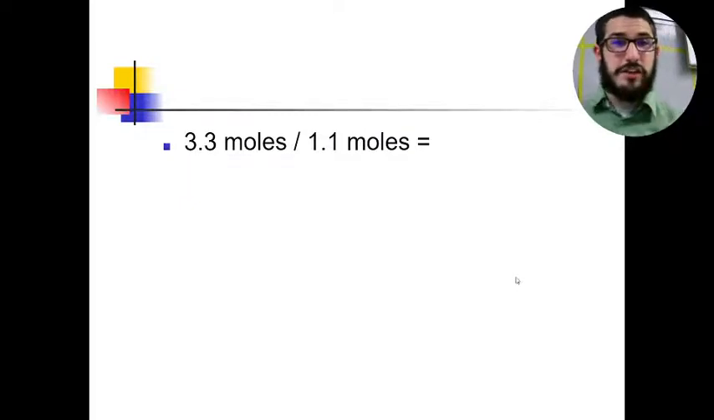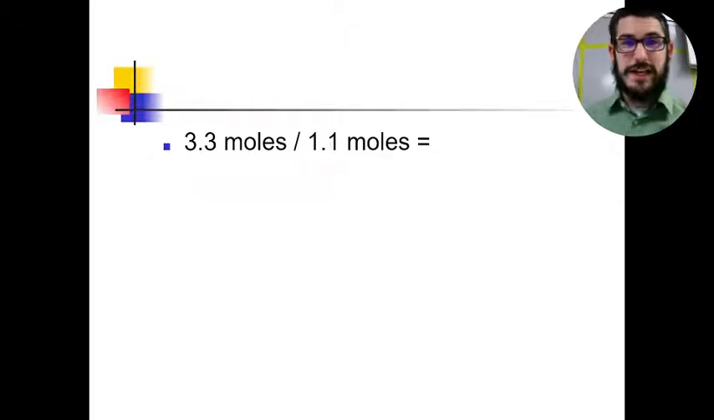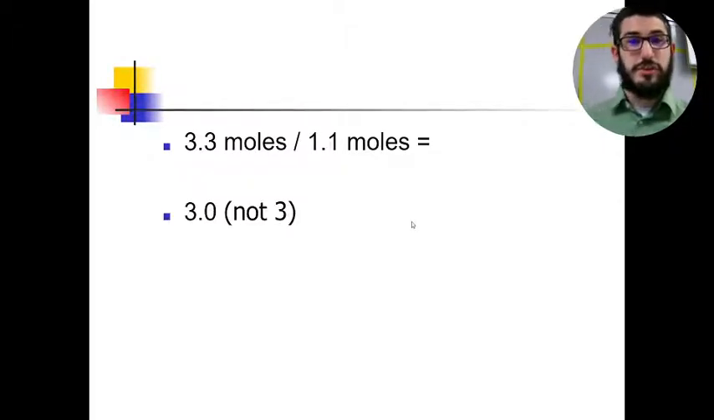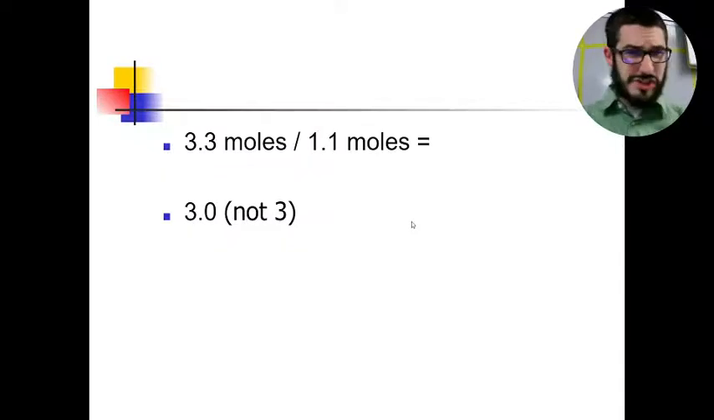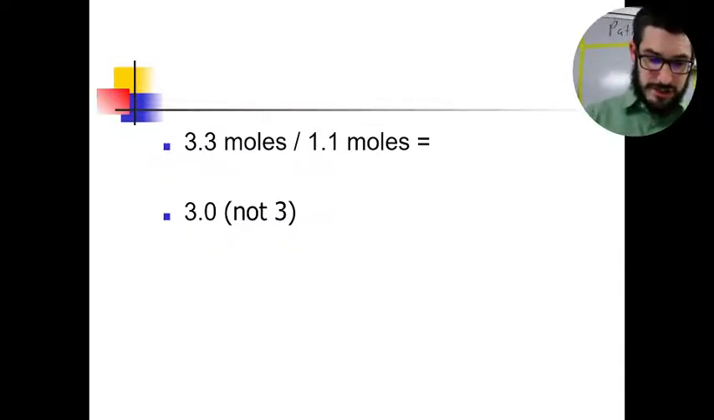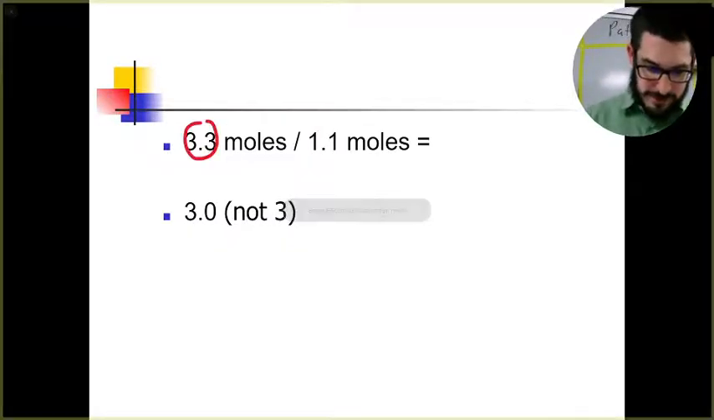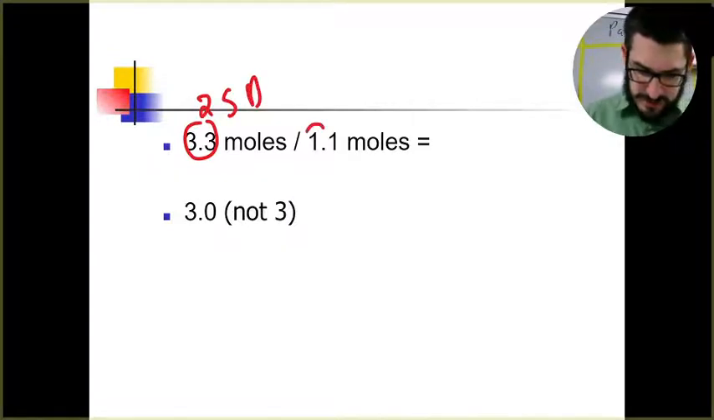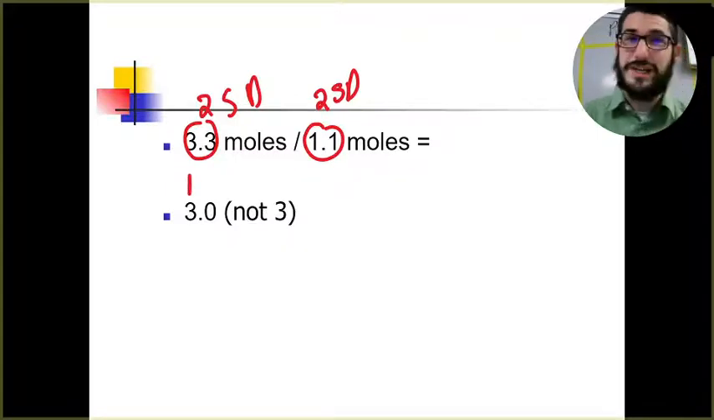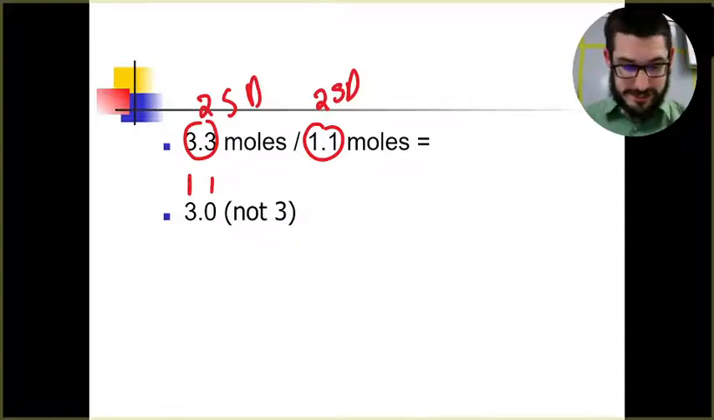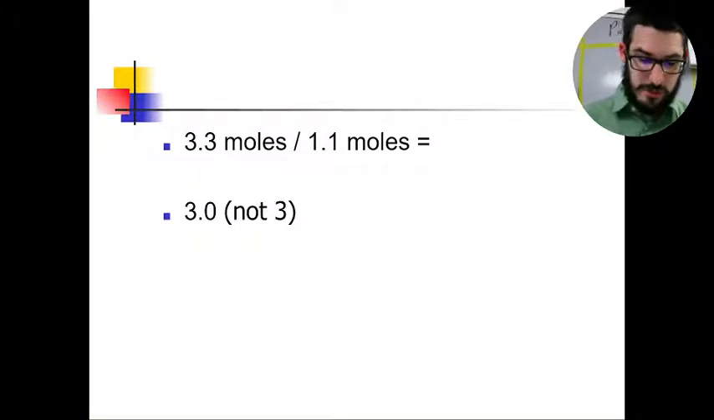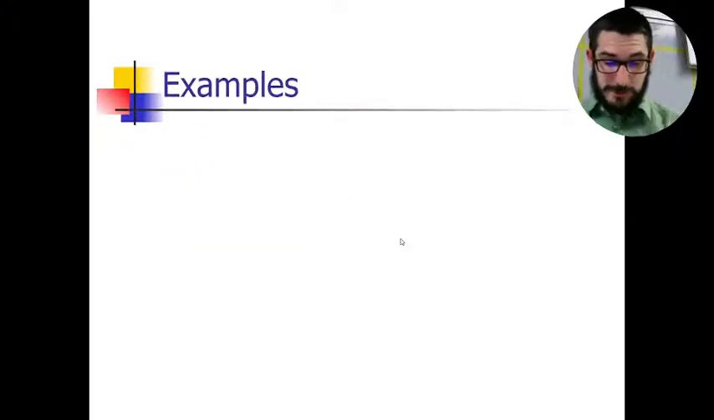If I'm looking at 3.3 moles divided by 1.1 moles, then I'm going to do that calculation. I get 3. However, that's just what the calculator tells me. Because both of these numbers have 2 significant digits, I need 2 in my final answer. So when I get that 3, to give an extra significant digit, I'll need to add another 0. So 3.0 would be my correct answer for that calculation.